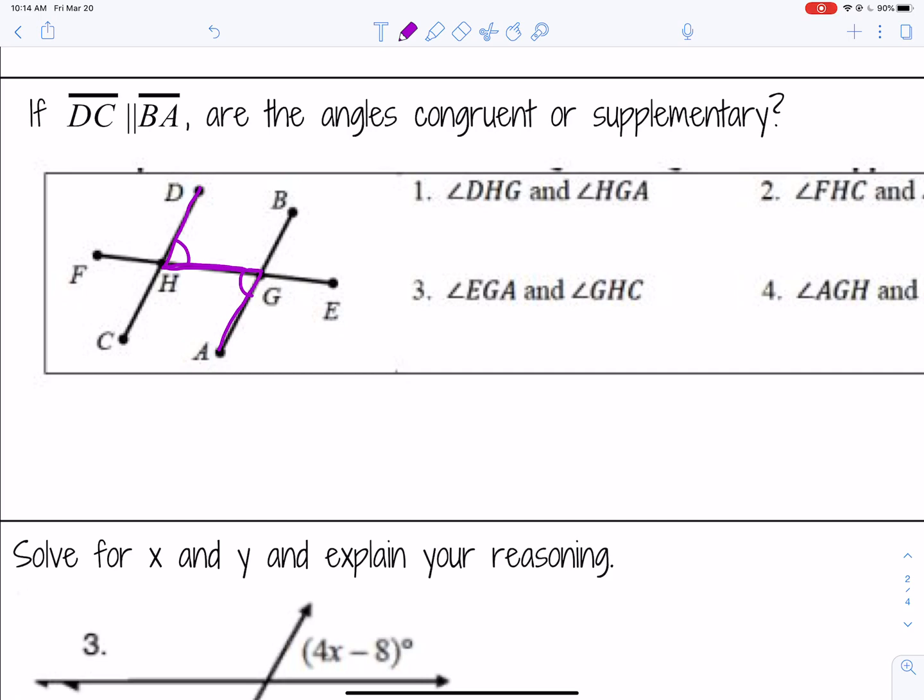These look like they are alternate because they're on opposite sides of the transversal. They are interior because they're inside the parallel lines. And alternate interior angles are always congruent to one another.